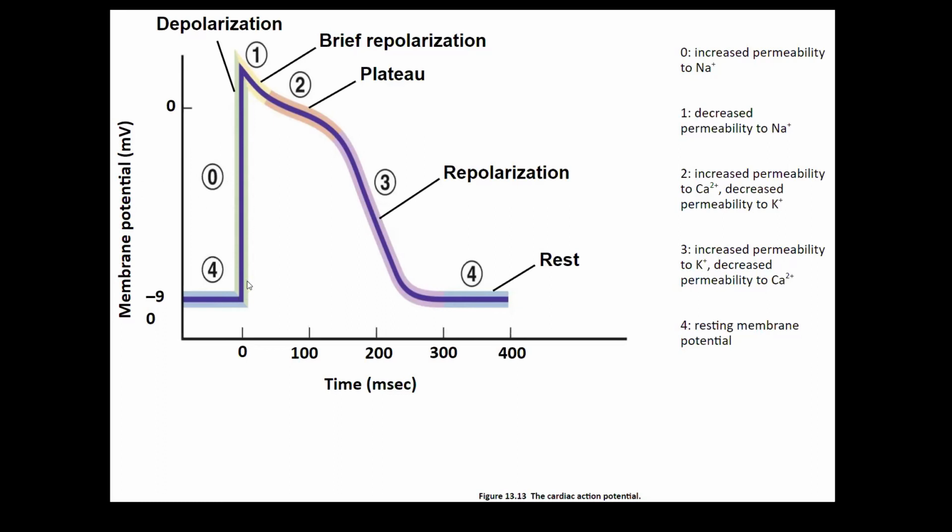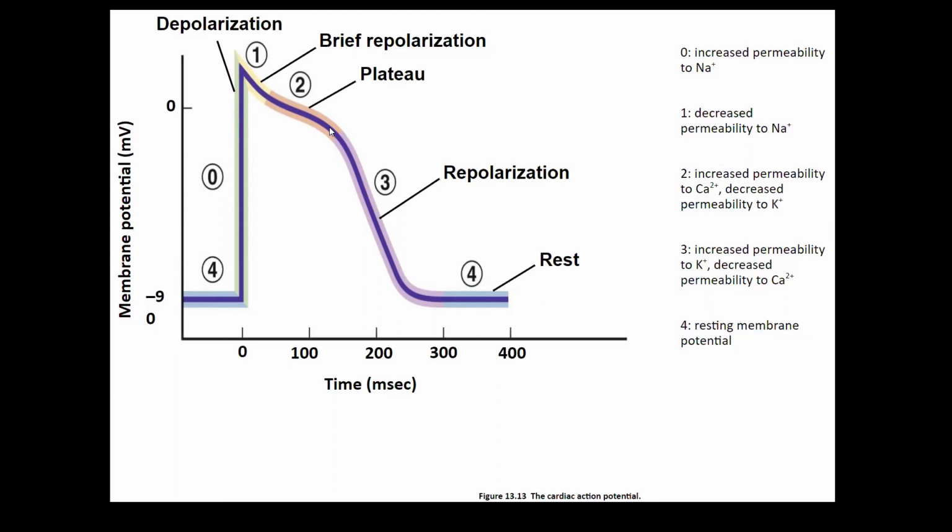Okay, so this step 0 is increased permeability to sodium. Here we actually see that our membrane potential changes super significantly during this step 0. We have rapid depolarization with this first step in our cardiac muscle cells. This phase 1 is decreased permeability to sodium. We actually do see a brief repolarization happening there, so the membrane potential is going down a bit now that sodium's not shooting in anymore.